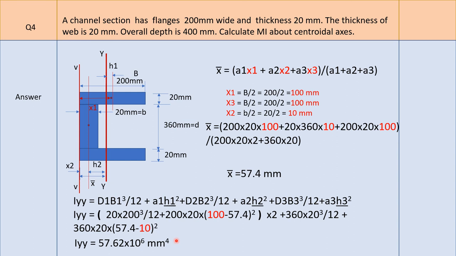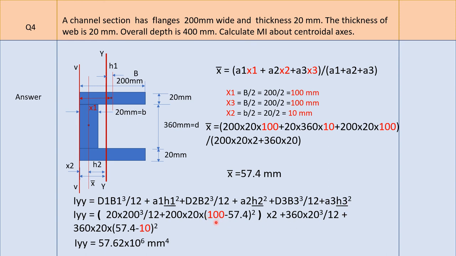This is how we calculate the moment of inertia for a channel section. For a channel section, when you calculate moment of inertia about the Y axis, see to it that you first calculate X bar and then use the parallel axis theorem. And this H1 is always the difference between X bar and X1. H2 is always the difference between X bar and X2. And H3 is always the distance between X3 and X bar. So this is how you substitute the value of H1, H2 and H3.